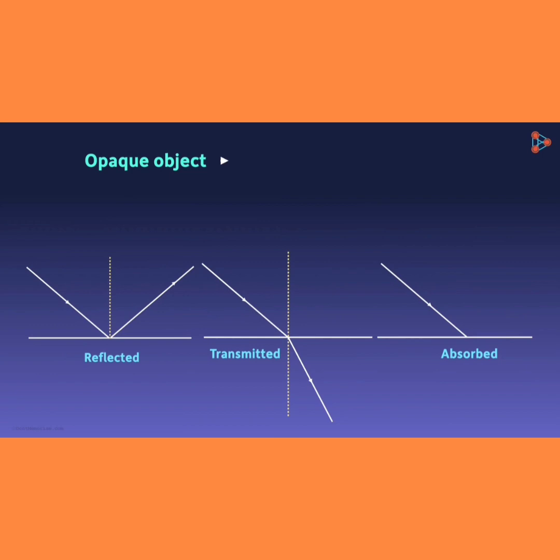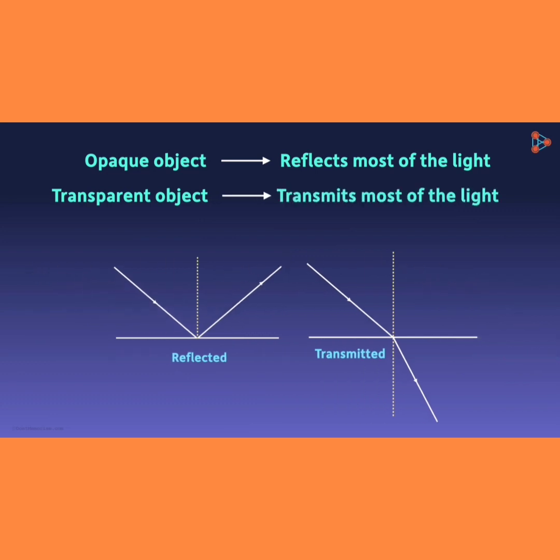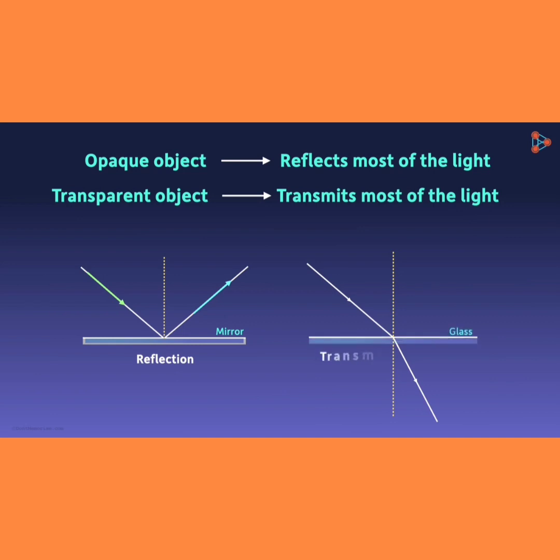If an object is opaque, then it will absorb and or reflect most of the light back. If it's transparent, more light will be transmitted. Can you think of examples for these two? The surface of a mirror is shiny and opaque, and most of the light rays are reflected from it. On the other hand, glass is an example of a transparent object. It will transmit most of the light.